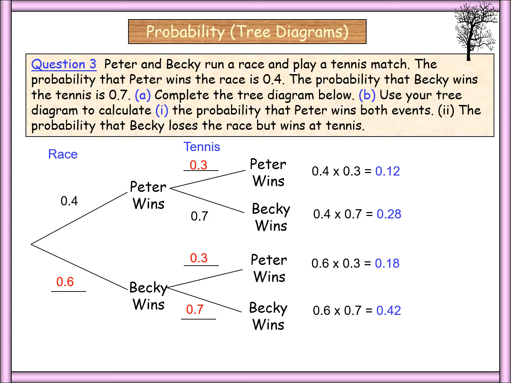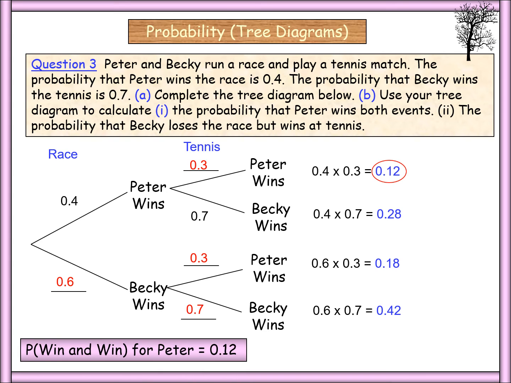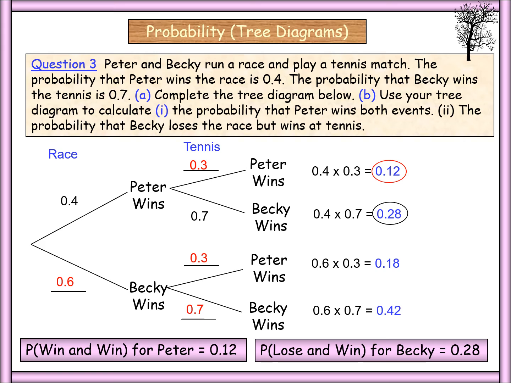So from here, the probability that Peter wins the race and tennis, we have 0.12, while the probability of Becky losing the race and then Peter winning tennis is equal to 0.28.